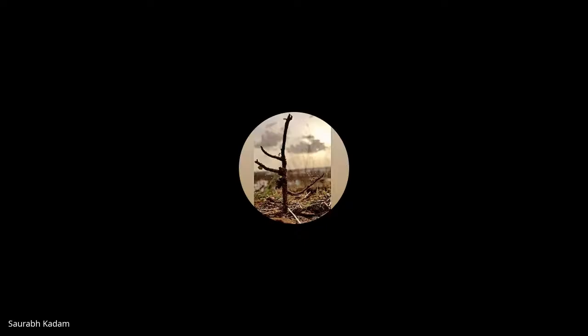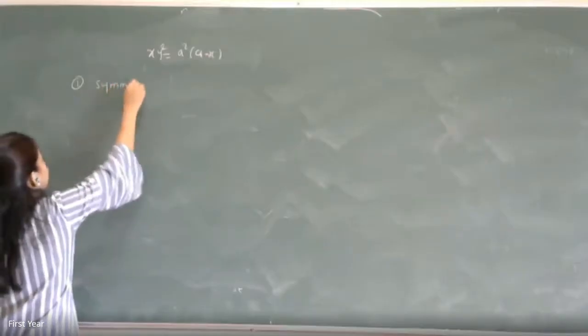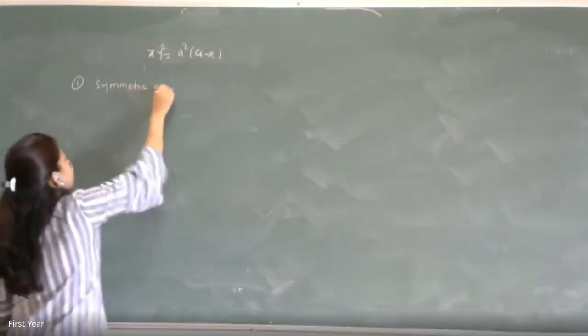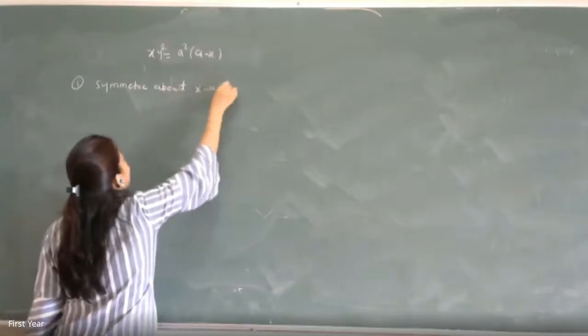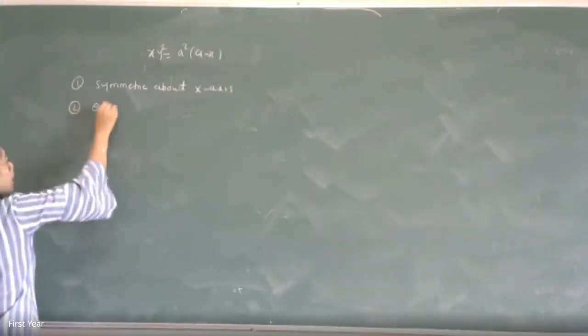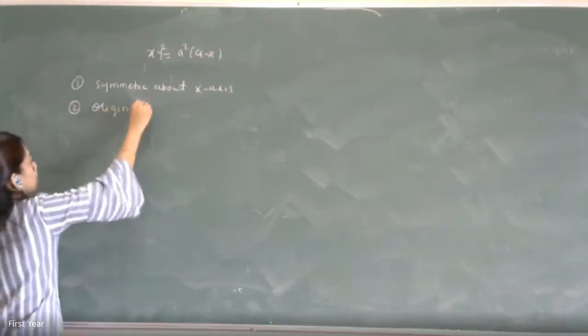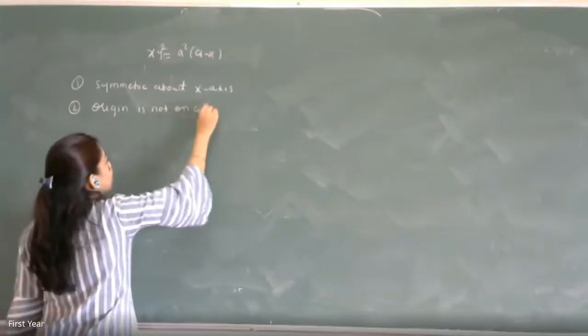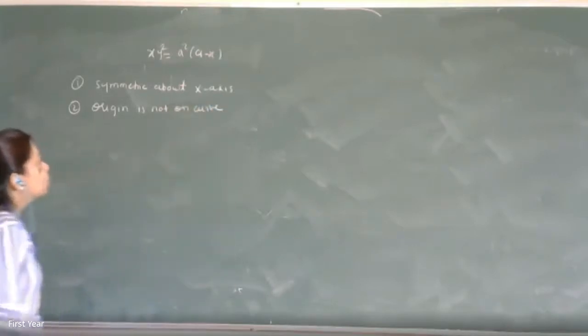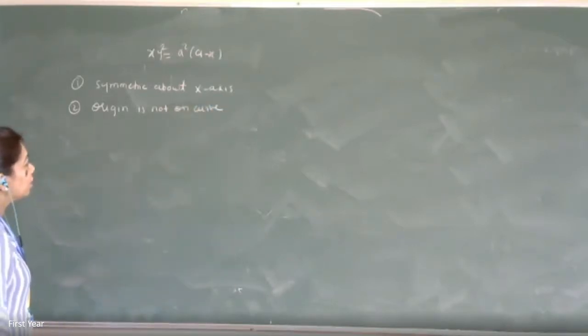What about the symmetry? About the x-axis. Correct. Symmetry about the x-axis, because the power of y is even. Second, the origin is not there. If the origin is not there, then the question of tangent at the origin does not arise. Origin is not on the curve.